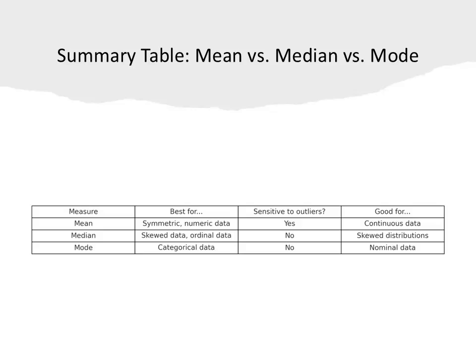Here's a quick summary. Use the mean for symmetric, numeric data without outliers. Use the median for skewed data, ordinal data, or data with outliers. Use the mode for categorical data or when you want to identify the most frequent value.